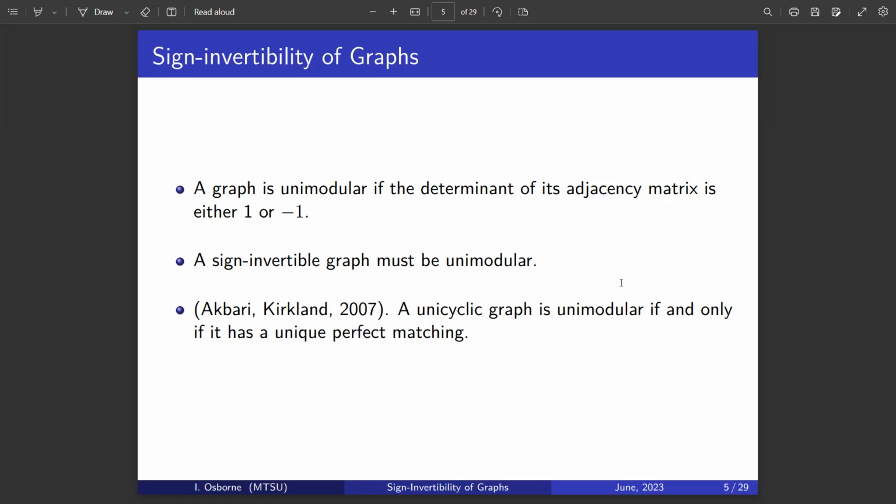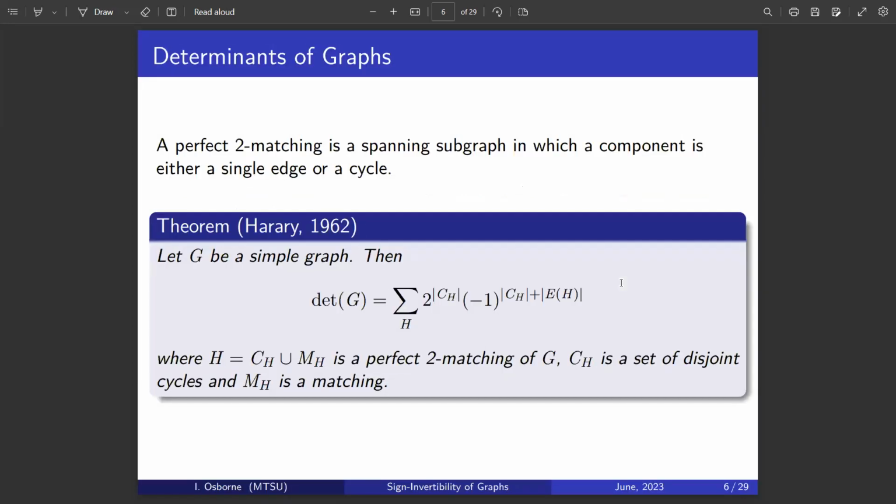So this was first looked at by Harary and Kirkland in 2007. They found that a unicyclic graph is unimodular if and only if it has a unique perfect matching. And that follows quite easily from this theorem from 1962, also by Harary, which allows us to write our determinant in terms of a sum of the perfect matchings of this graph.